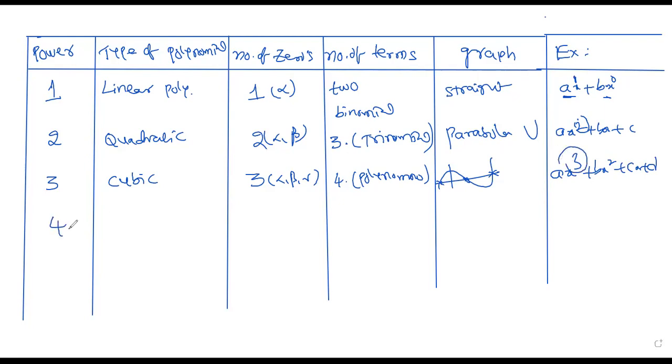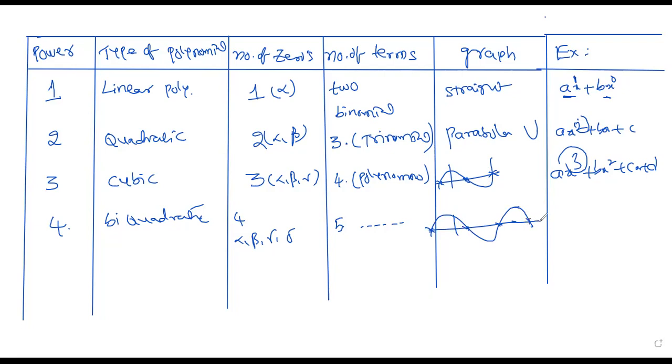Next, if the power is 4, we say it is biquadratic, and the number of zeros is 4: alpha, beta, gamma, delta. The number of terms is 5. From here onwards, we say it is a polynomial, because if the number of terms is more than 3, from there onwards we say it is an expression or a polynomial. It also has no particular shape. It touches the x-axis 4 times: 1, 2, 3, and 4.